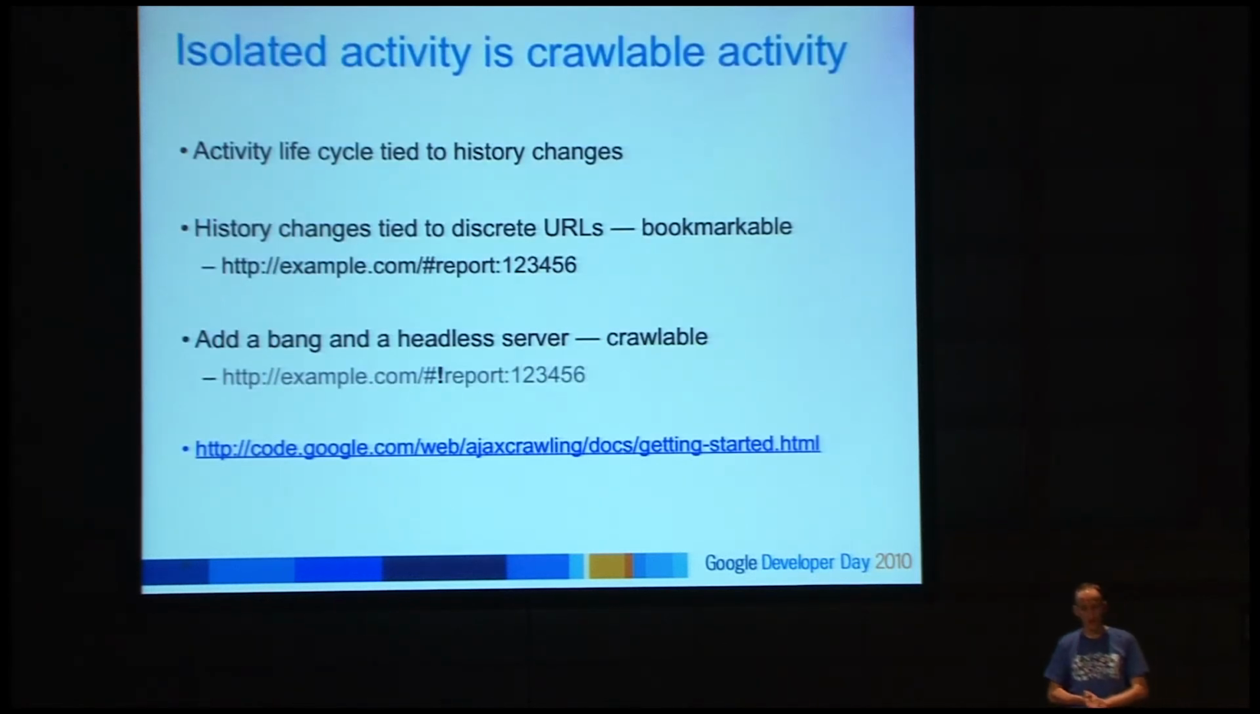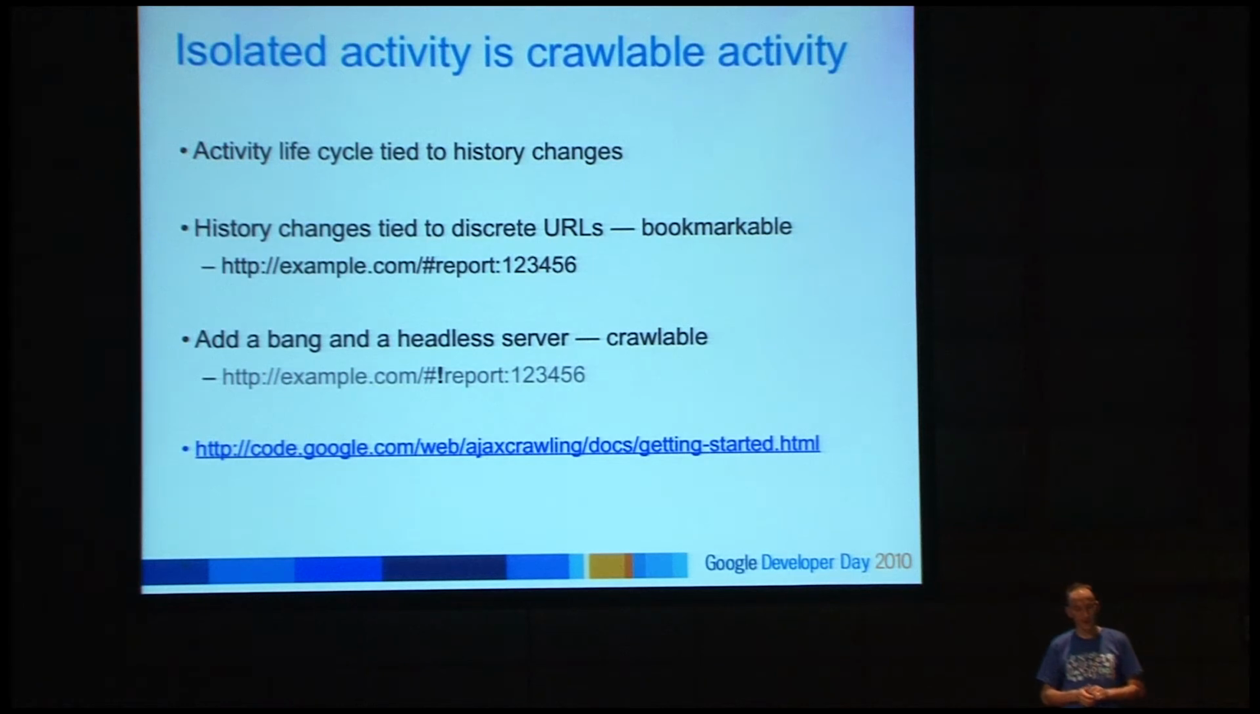Let's take a look at crawlability. So activity lifecycle should be very much tied to the bookmark history. So when I go from viewing 10 employees to editing employee number 5, I want the URL to change. I want the part after the hash fragment to change. Now, that might look something like this. Pound report colon 1, 2, 3, 4, 5, 6. That's the hash fragment to go to the screen that is the report with ID 1, 2, 3, 4, 5, 6.